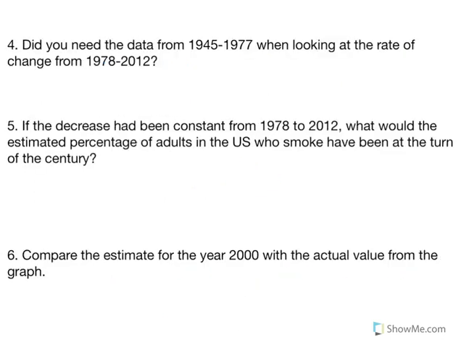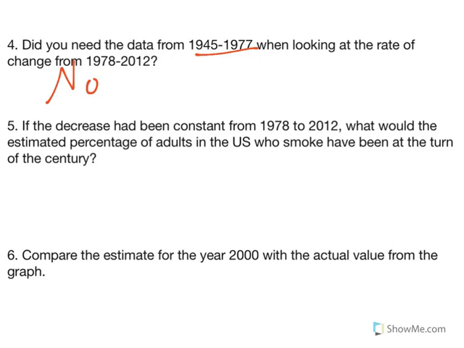On page 224, which is where we're at now, we're going to answer a couple more questions using this. You can hit pause and try to answer these if you'd like. Did you need the data from 45 to 77 when looking at the rate of change? The answer to that would be no. We changed the scope of our model to be from 78 to 2012. That's the data we were looking at. So the data from 45 to 77 really didn't matter. We didn't take any of that into account.